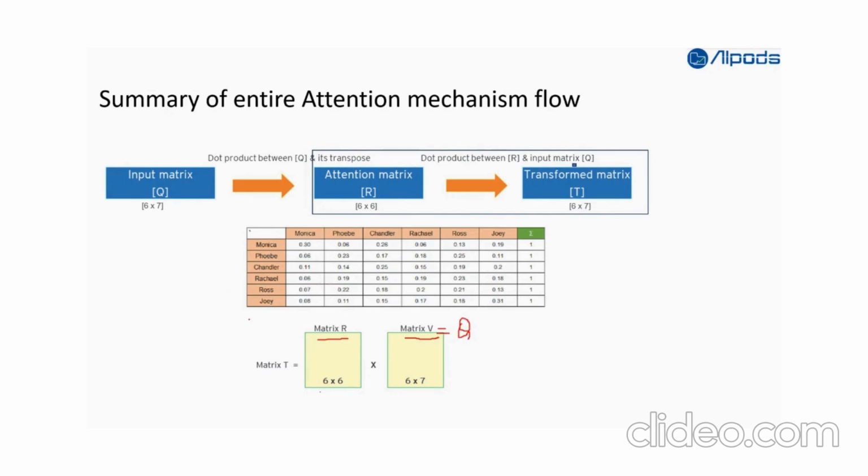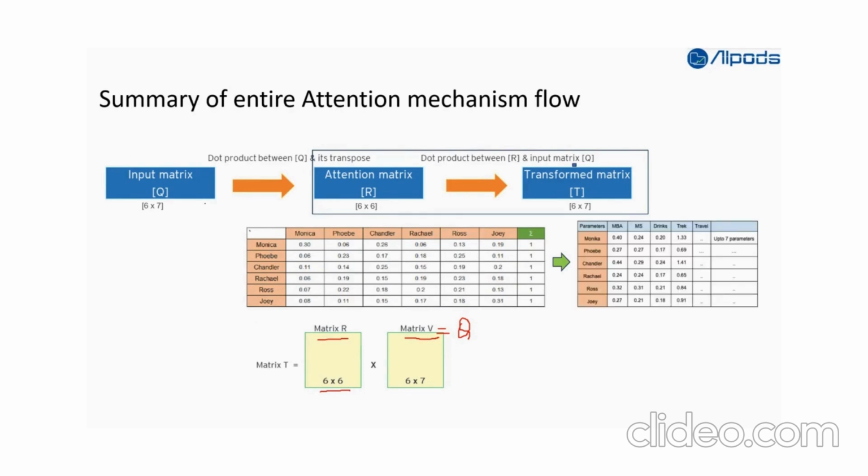So we are basically again calculating the dot product between matrix R and matrix V in order to get the transform matrix, right? Notice that the input matrix has the same dimensions as the transform matrix. So the individual characteristics which every individual had get transformed into revised characteristics based on the interactions, right? This entire mechanism is the self attention mechanism flow, where every individual is interacting with every other individual on a broader level.